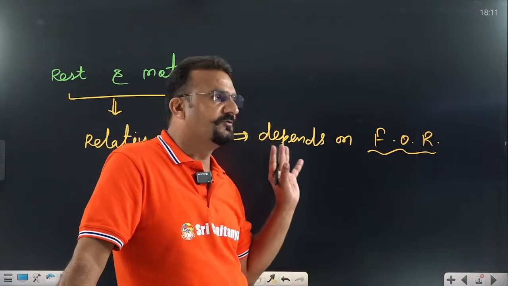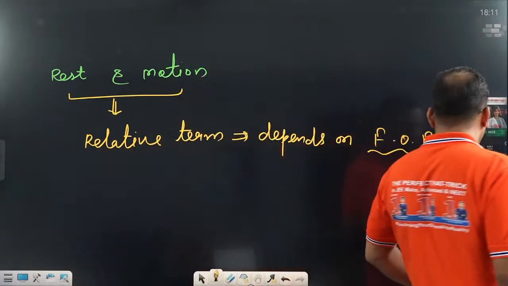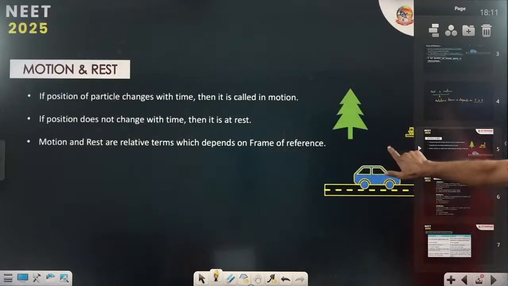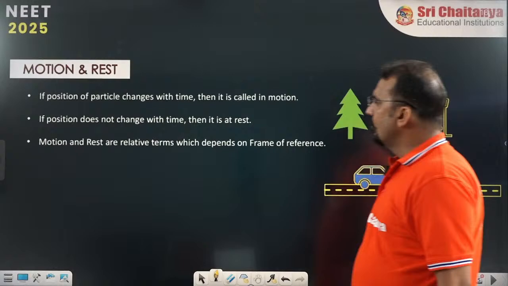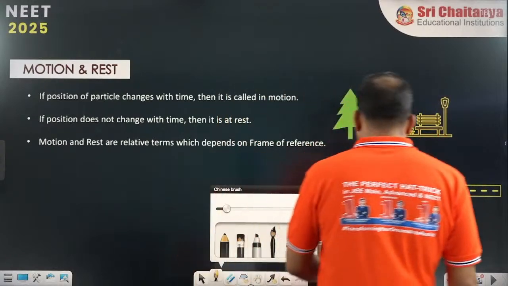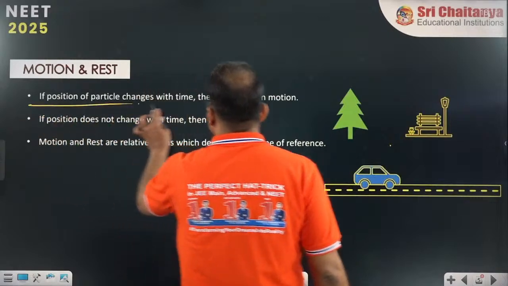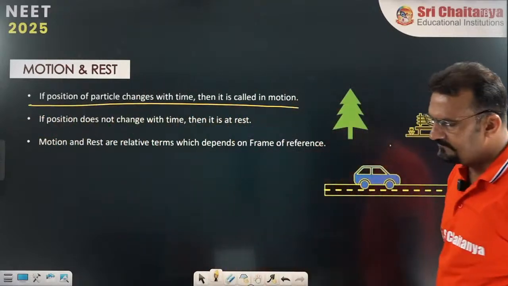Now these statements are okay. Yes or no? So let us have a note on both the terms, motion and rest. If the position of a particle changes with respect to time, we call this motion. Write this fast. Position means what?